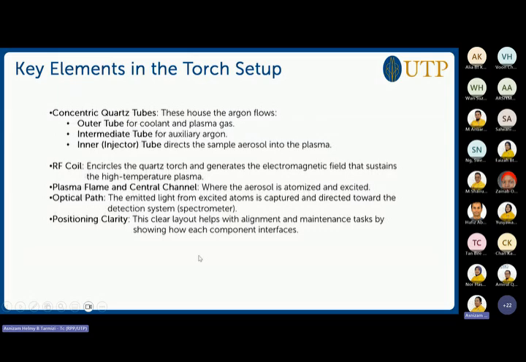Key element in the torch setup: a concentric quartz tube. This houses the argon flow. The outer tube carries the coolant and plasma gas. The intermediate tube carries the auxiliary argon. The inner injector tube directs the sample aerosol into the plasma.